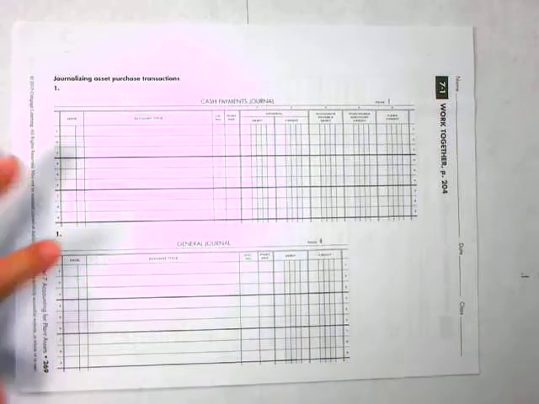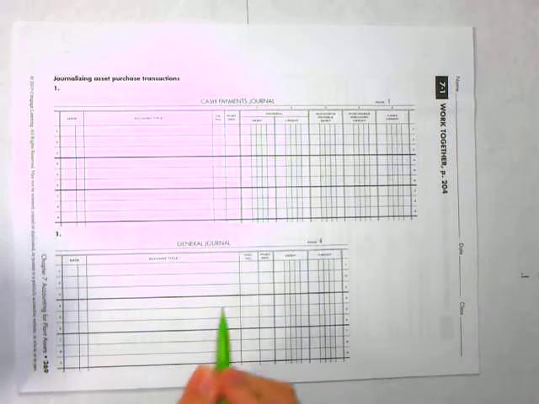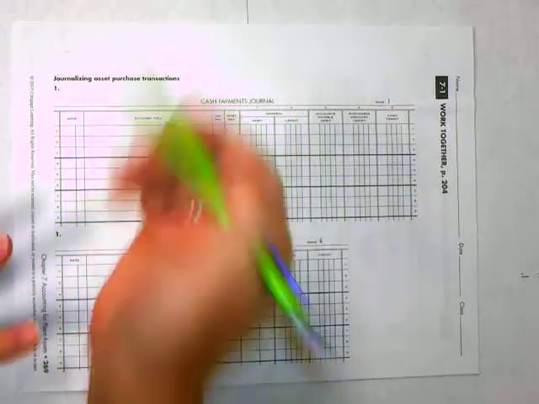We are going to start Chapter 7, which is accounting for plant assets. Businesses own a variety of different assets, cash, other things that are consumed within a year. Those items are called current assets.